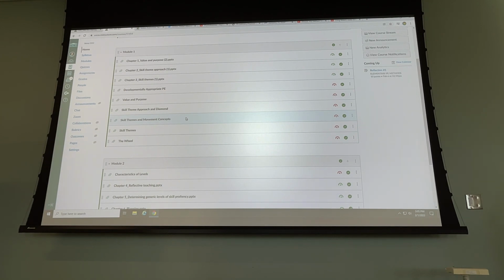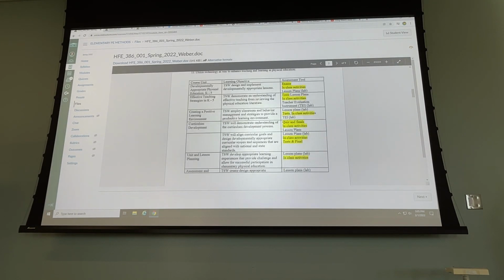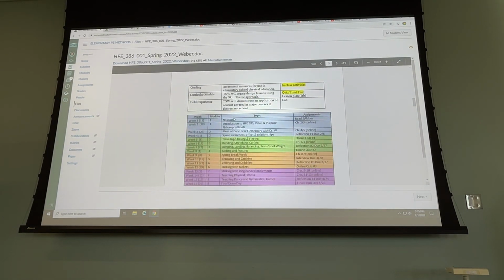We're going to talk about some skill themes today and the wheel. We go to our schedule. We are at week 4. Okay, space awareness, effort, and relationships. I am going to predominantly teach you the skill theme approach, and then we're going to apply that in class. So we're going to get up and move today, and we're going to spend a little time lecturing, more time applying these concepts and what they mean.